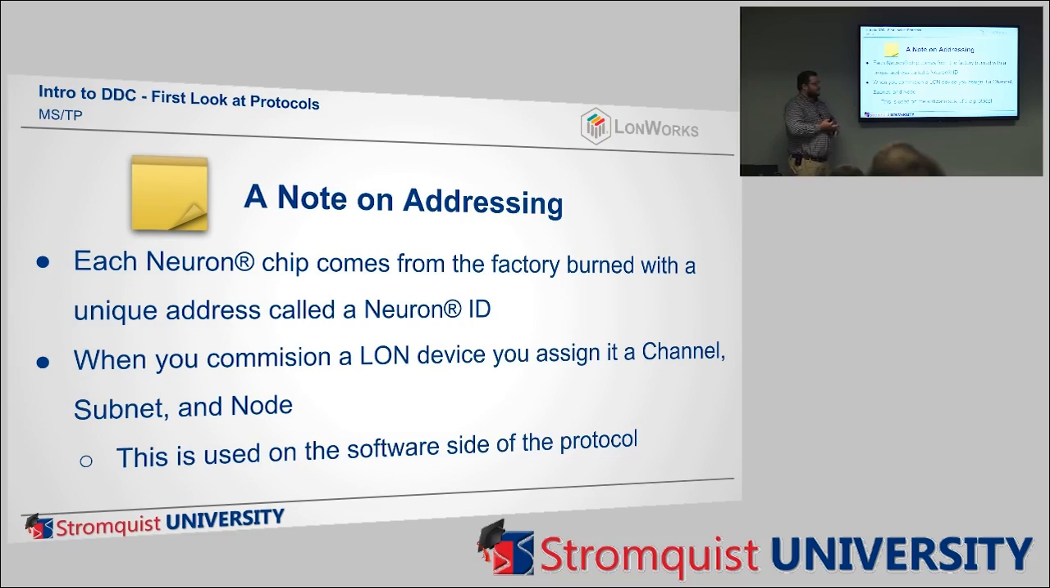And when you commission a controller, you're saying, I want you to be on this channel, this subnet, and you're this node. So this address is used when you jump between buses. This is a system-wide address. The Neuron ID is just for the stuff on that bus, from the router or front end all the way down to the end device.